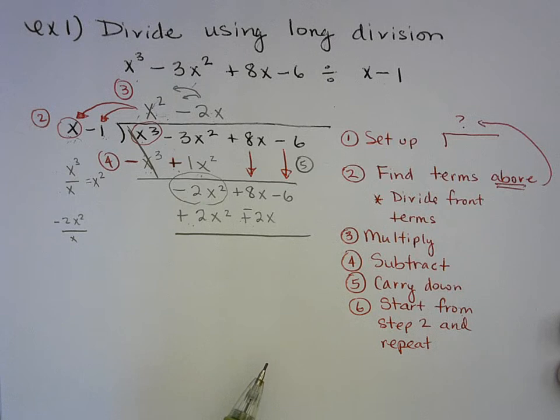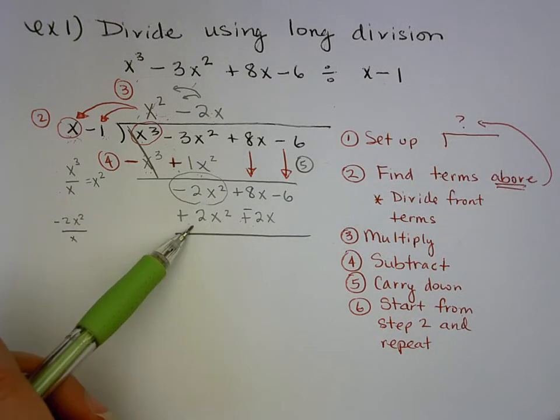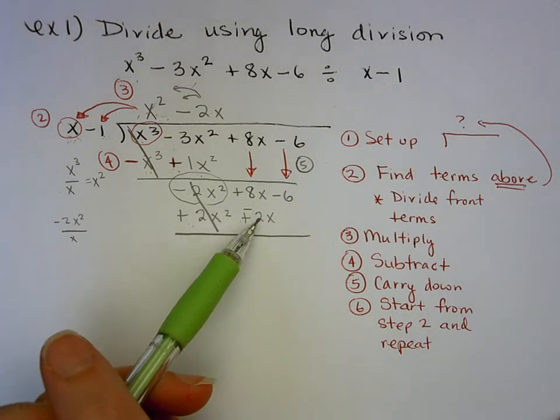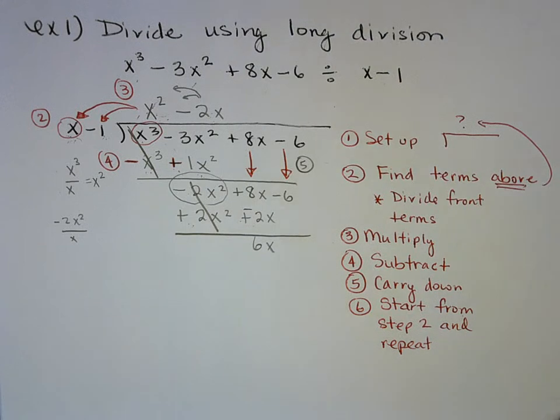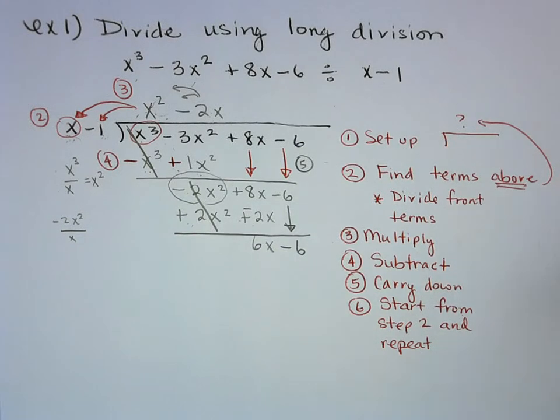Okay. And then Jeremiah, what is this going to give me? 0. And then this one right here? 6. Thanks. Okay, so far so good. And then Johnny, what does step 5 tell us to do? Carry down. So you drag the minus 6. So we drag the minus 6. Okay. And then now we start over and do it again.